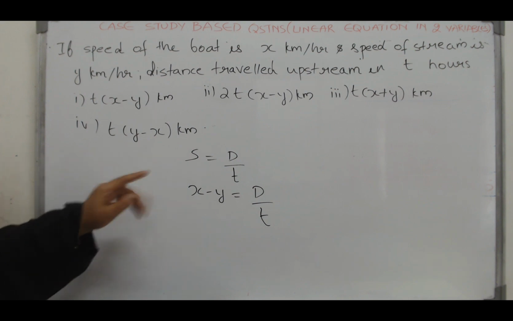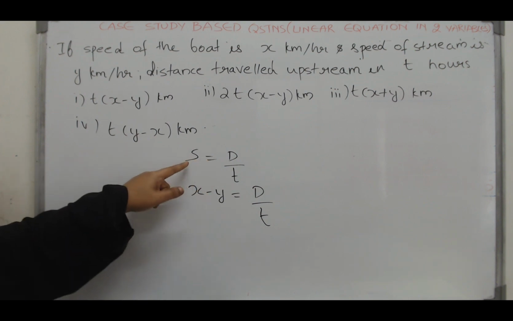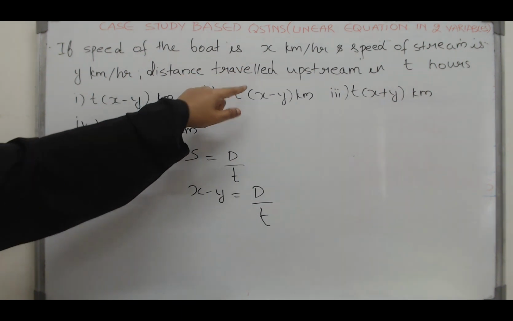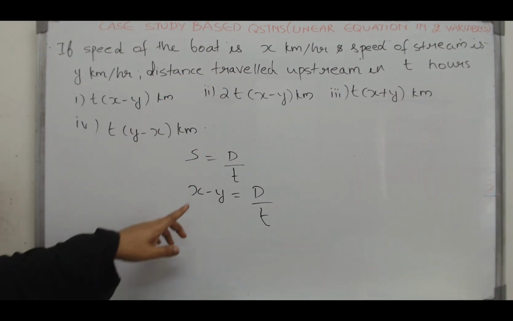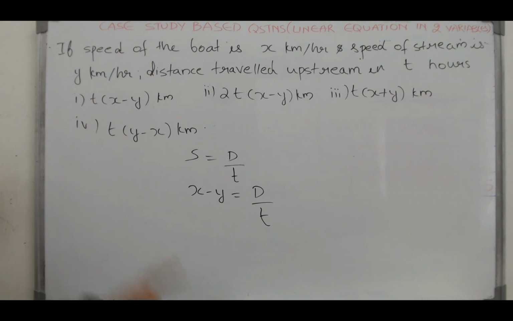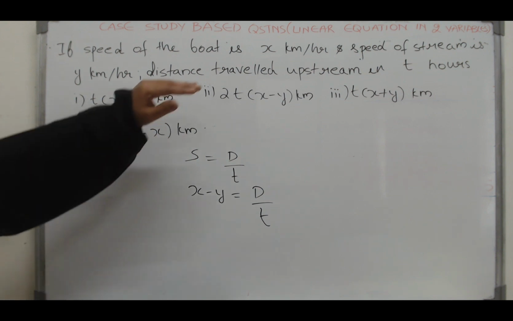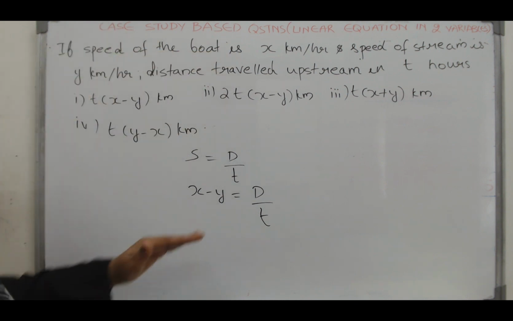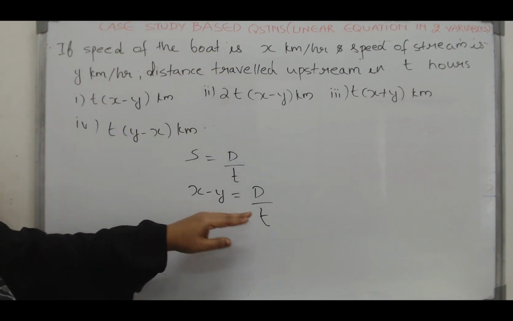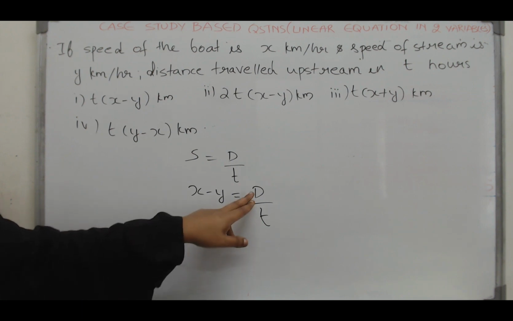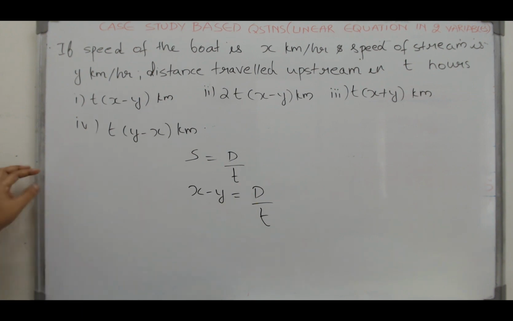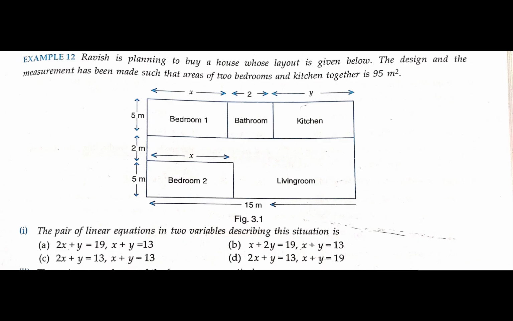Again the same formula. Speed is distance by time. What is the speed? It is traveling upstream. It is traveling against gravity. So it is x minus y. Remember, not y minus x, because your boat will always be quicker. In regular circumstances, we are not talking about tsunami like things. In regular circumstances, the boat speed will be more. So it will be x minus y. The time taken is t hours. So what will be the distance? Cross multiply. You will see that this is the correct answer. Now we go to the next question.